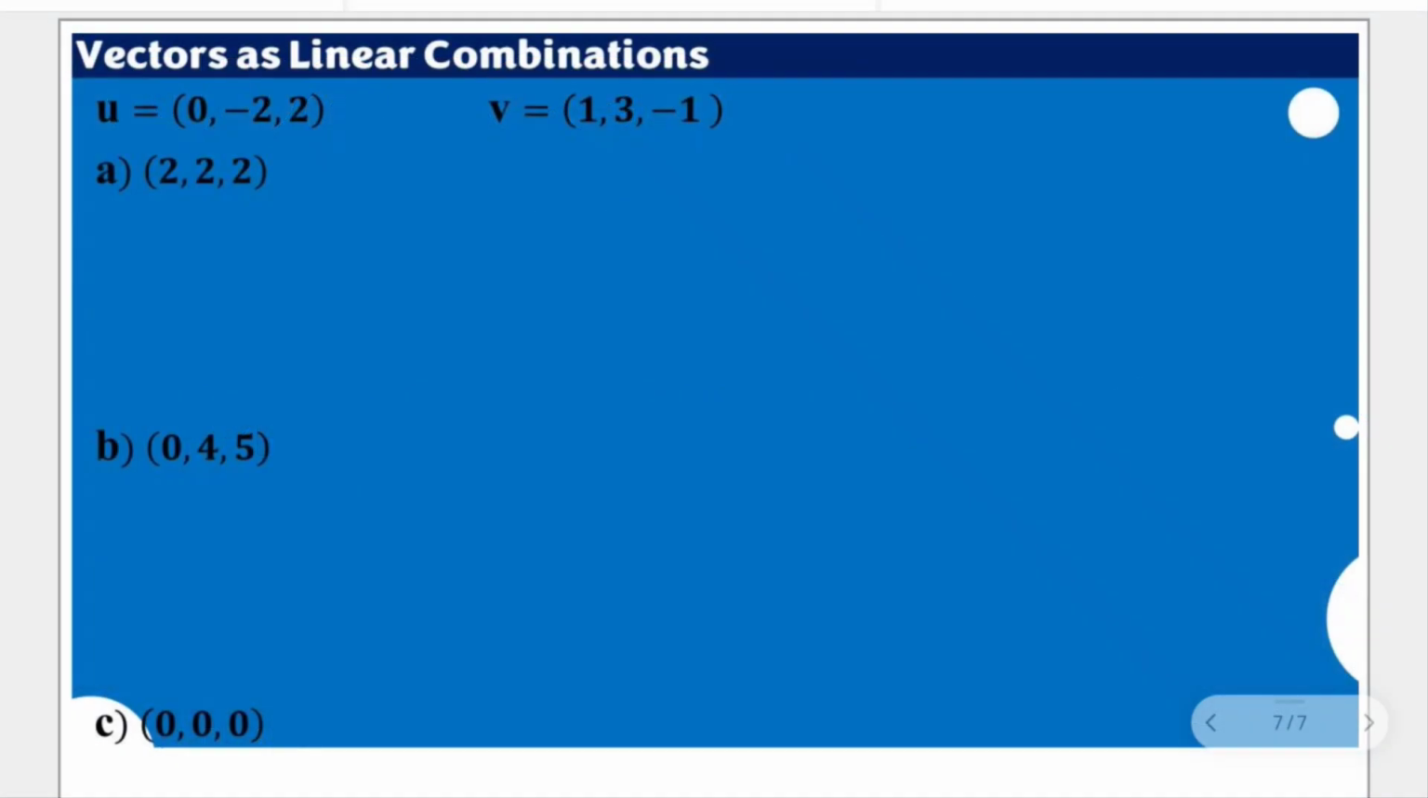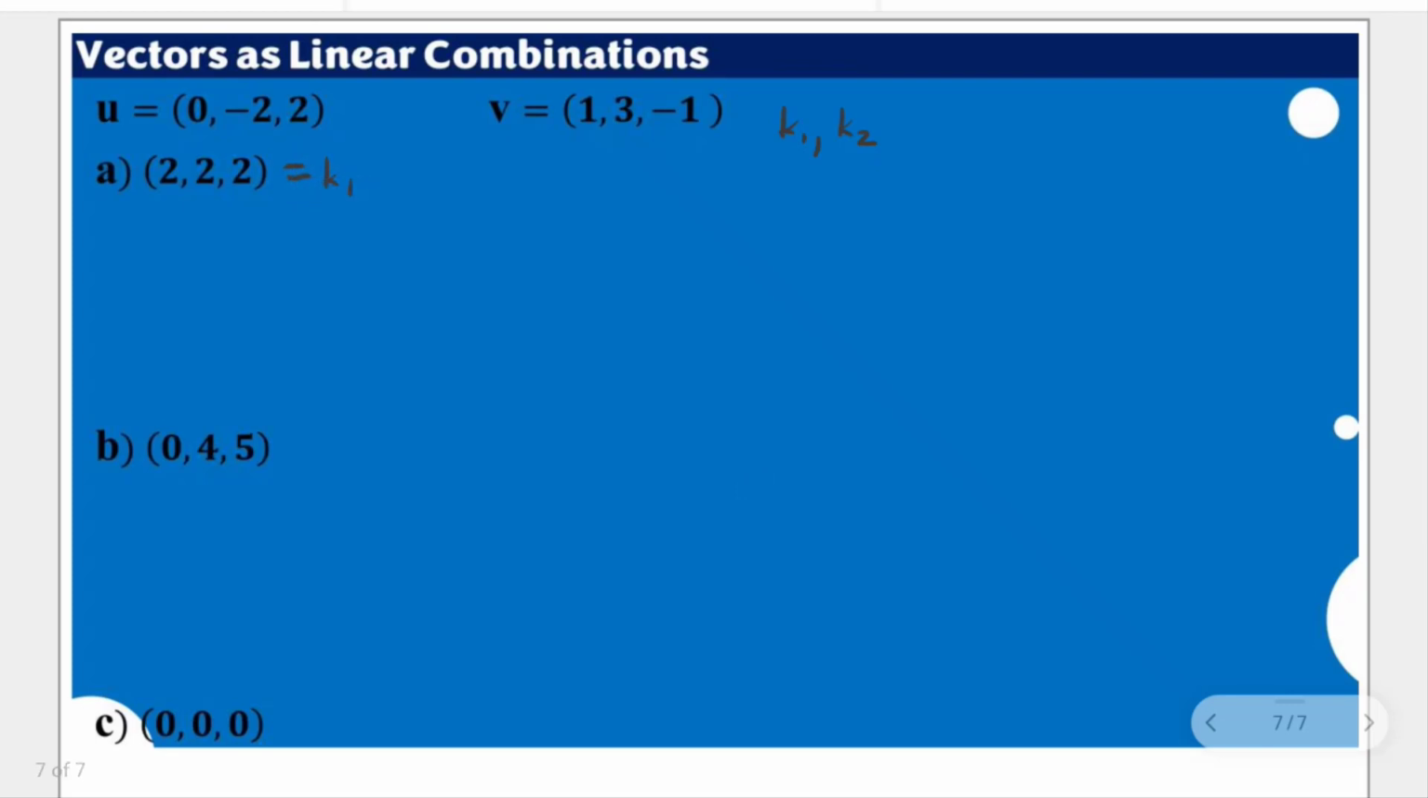This time, we are going to show whether the vectors in A, B, and C can be written as a linear combination of vectors U and V. To do that, since we have two vectors here, U and V, we need to show that two scalars, let's say K sub 1 and K sub 2, exist. Let's already talk about A, where this will be true.